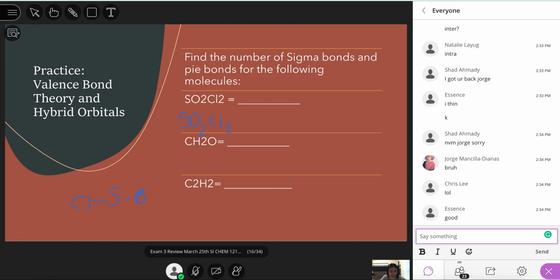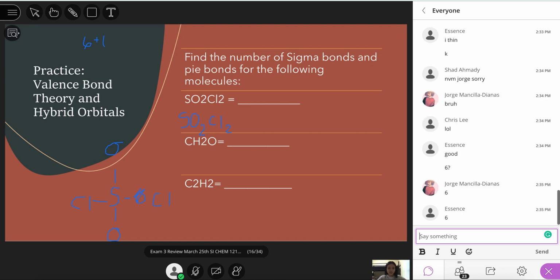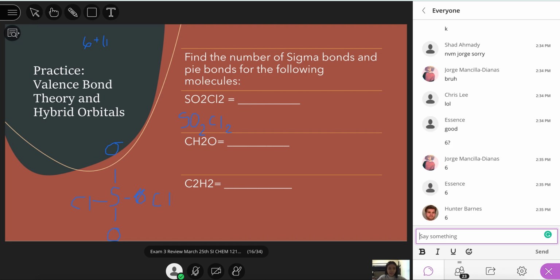Actually, let's just do Cl on the side. I think that'll be a little easier. So once we have that, what does that look like? How many valence electrons are we going to have? Does anyone know how many valence electrons sulfur has? 6. Yep, so you have 6 for that. And then you have how many for oxygen? 6. And then you have 2, right? So that's going to be 12.